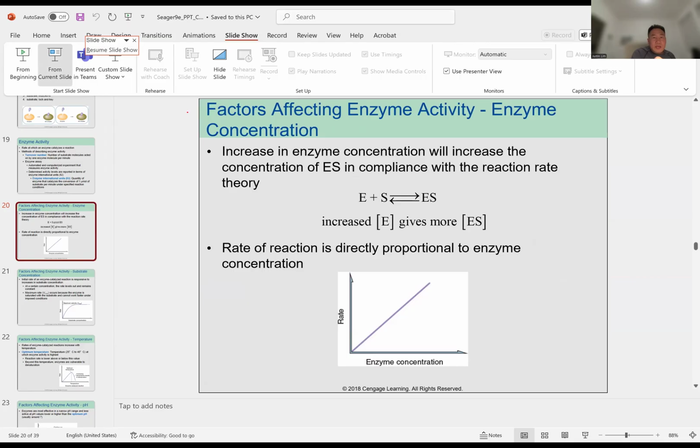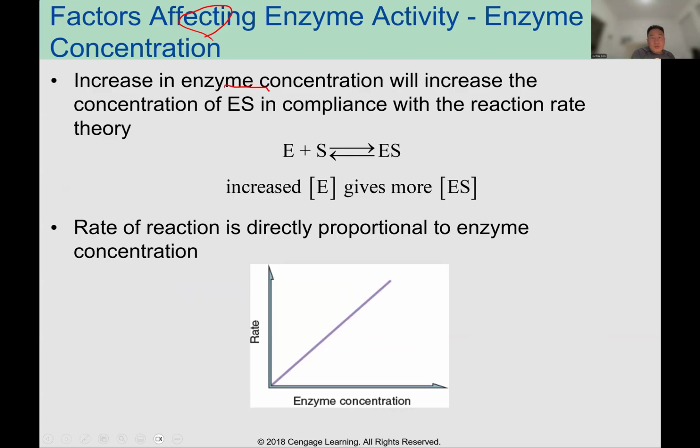So increasing enzyme concentration will increase the concentration of enzyme-substrate complex, in line with reaction rate theory. Increased concentration of enzyme gives more enzyme-substrate complex. The rate of the reaction is directly proportional to enzyme concentration, like this one.